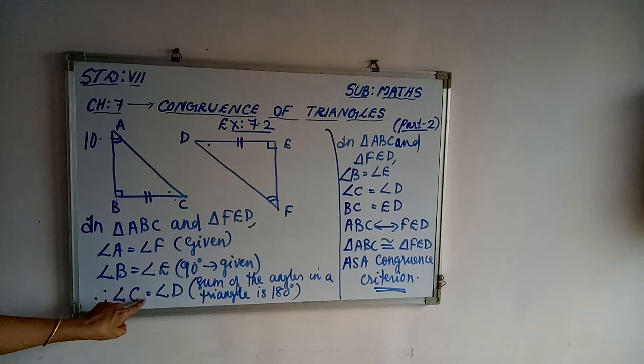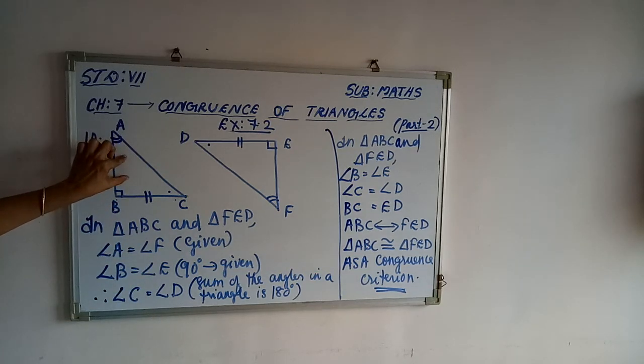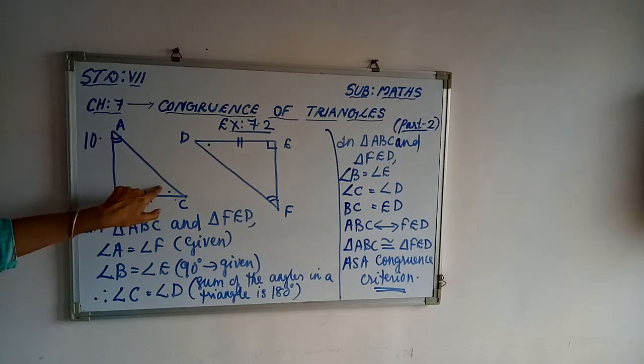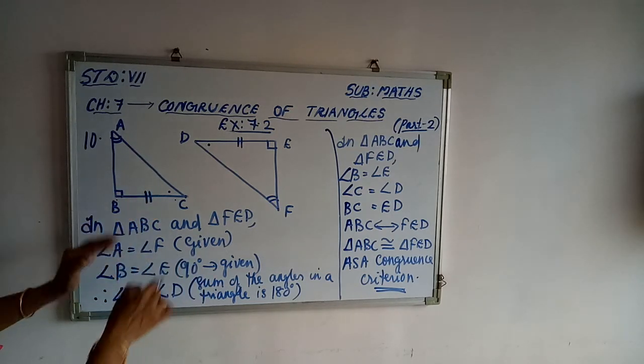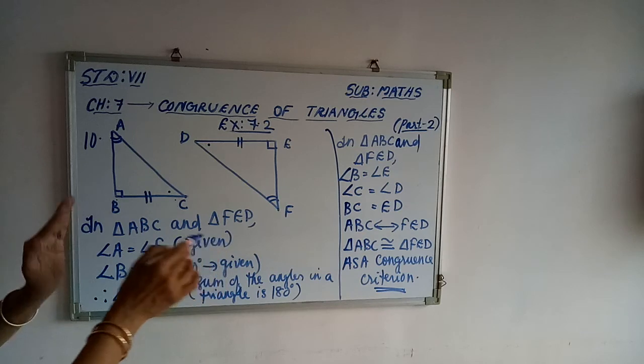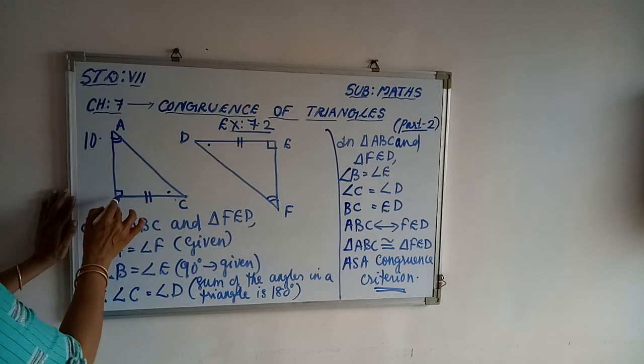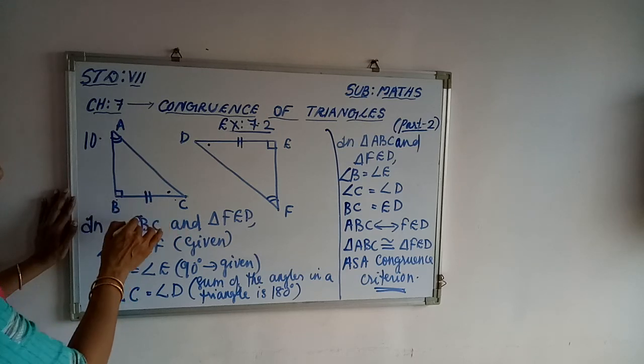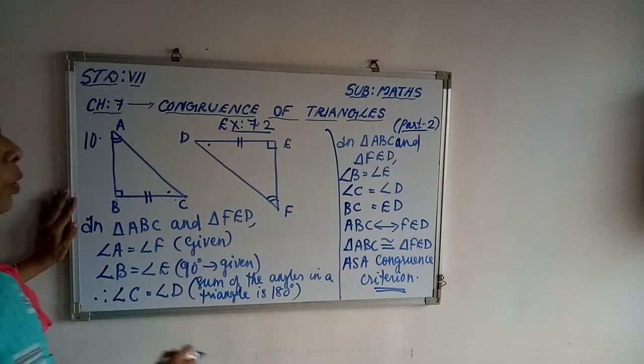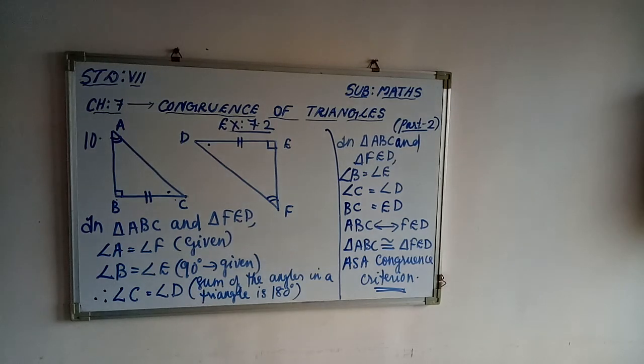So why have we taken C is equal to D? Because in a triangle, if two angles are already equal, the third angle also will be equal. It doesn't mean that under AA congruence they are congruent. Not in that way. So this angle C we got, then B is already given, and the included side is also given equal. So we can use the ASA Congruence Criterion for the two triangles ABC and FED to be congruent.